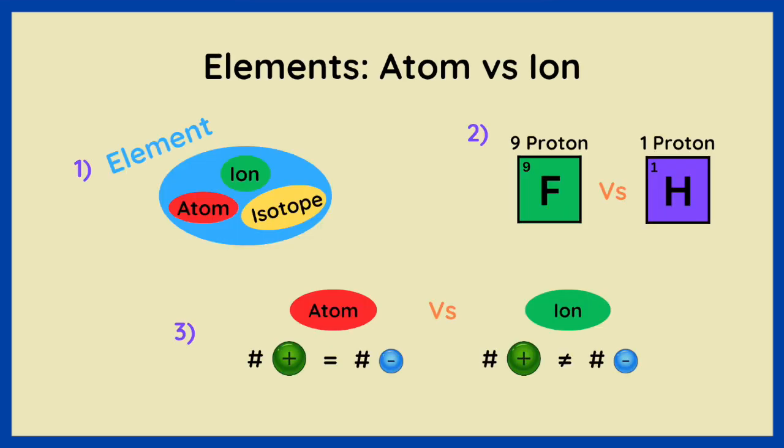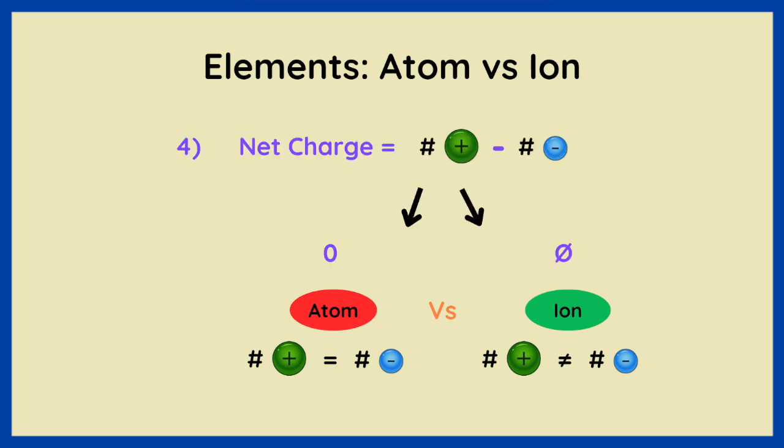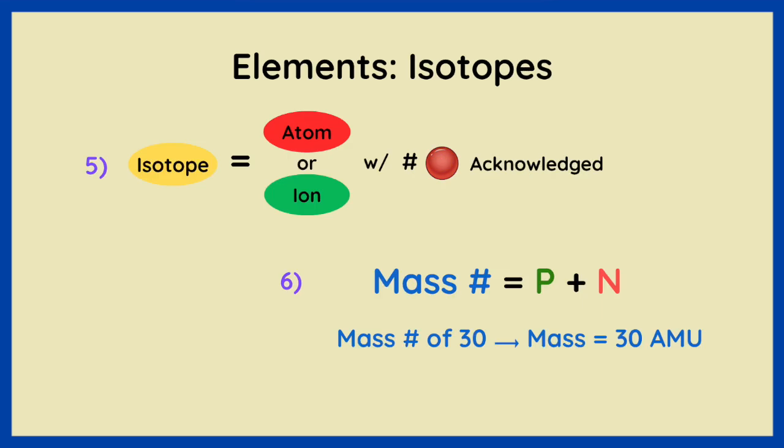So did you learn the following? 1. Element is the umbrella term that covers atom, ion, and isotope. 2. An element's identity comes from its proton count, the atomic number. 3. Protons versus electrons determine whether it's an atom, neutral, or an ion, charged. And don't forget that net charge equals protons minus electrons, meaning that all atoms have a 0 charge and all ions have a non-zero charge. 5. An isotope is an atom or ion with a neutron count specified. 6. Each isotope has a mass number, protons plus neutrons, and a matching mass in AMU.